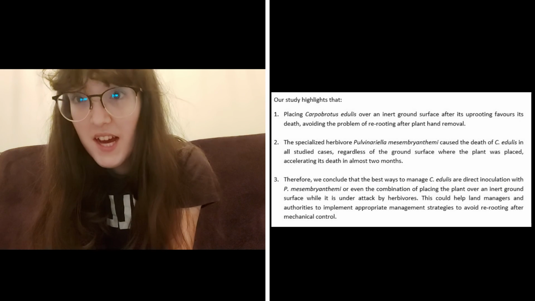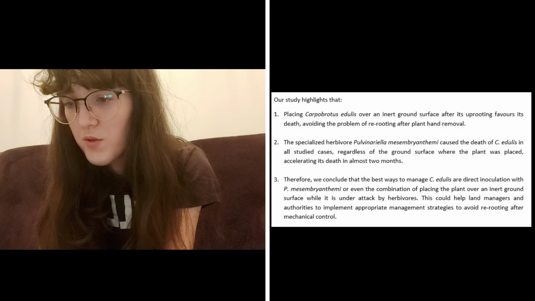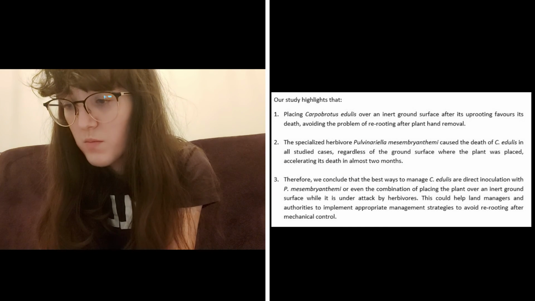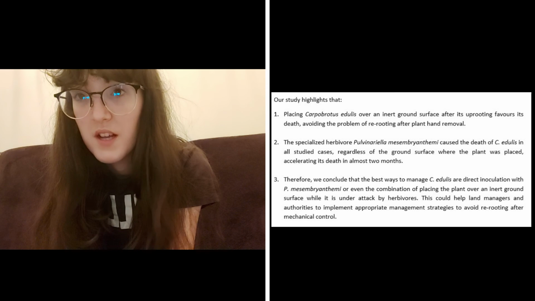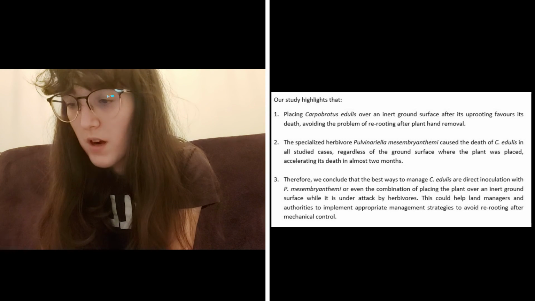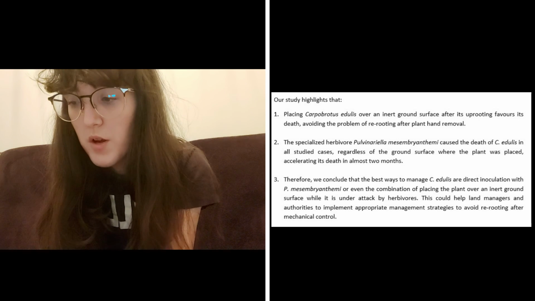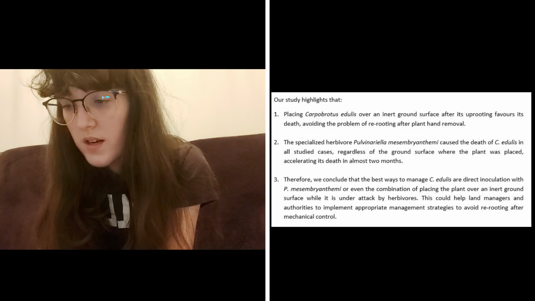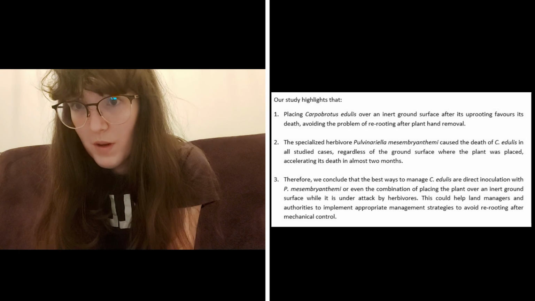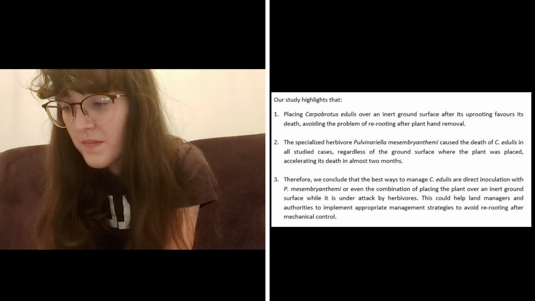So, our study highlights that placing Carpobrotus edulis over an inert ground surface after its uprooting favors its death, avoiding the problem of rerooting after hand removal. And the specialized herbivore Pulvinariella caused the death of Carpobrotus in all studied cases, regardless of the ground surface type where the plant was placed, accelerating its death by almost 2 months.